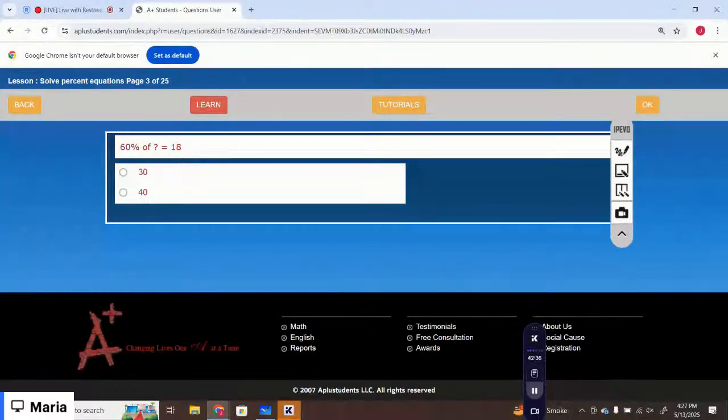60% of what number is 18? The correct option is 60% of 30 is 18. Option number 1 is the correct option, that is 30.